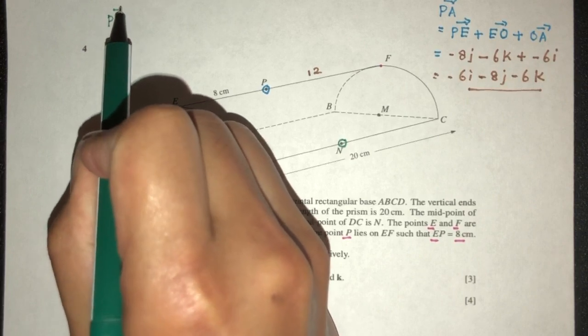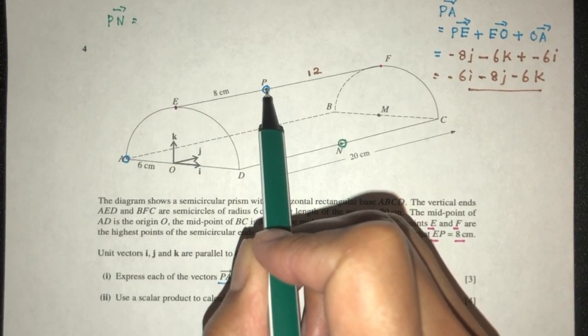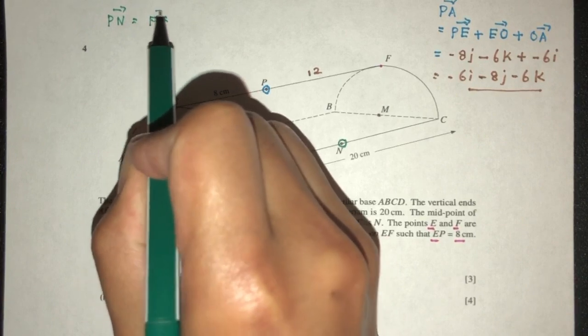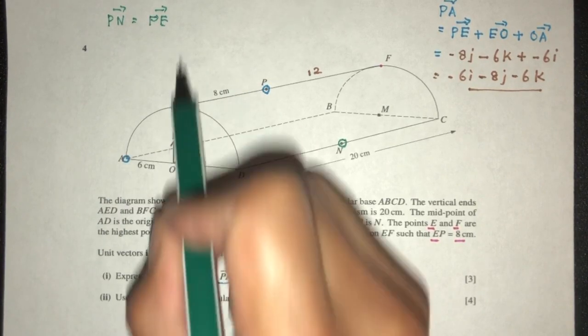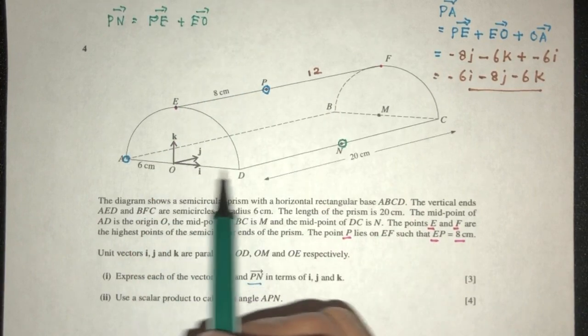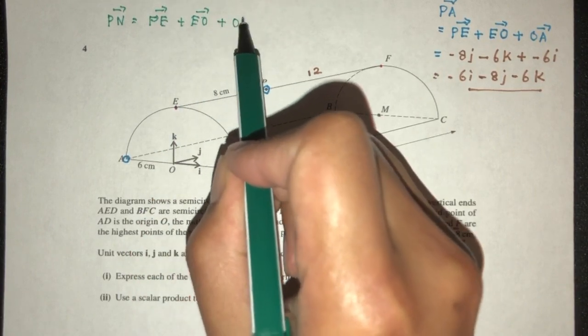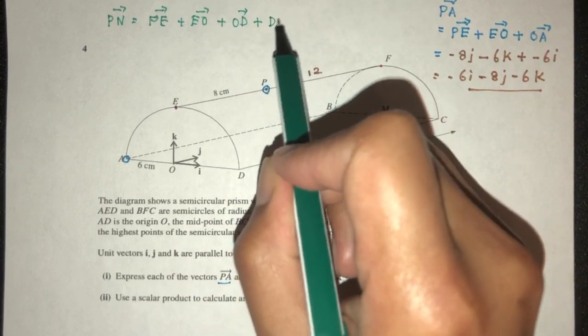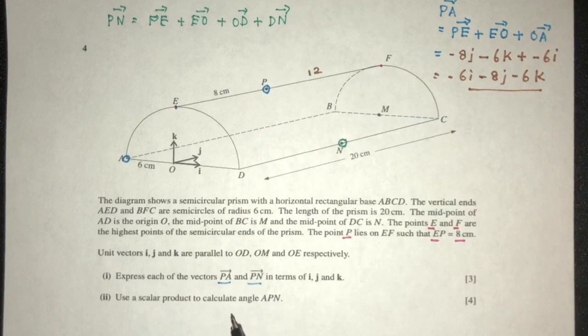P going to N. From P, I can go to E. Again, P going to E. Right. From E, I can go back to O. Okay. And from O, I can go to D. O going to D, and then D going to N. Okay, as you can see, step by step, we were able to move from P to N.